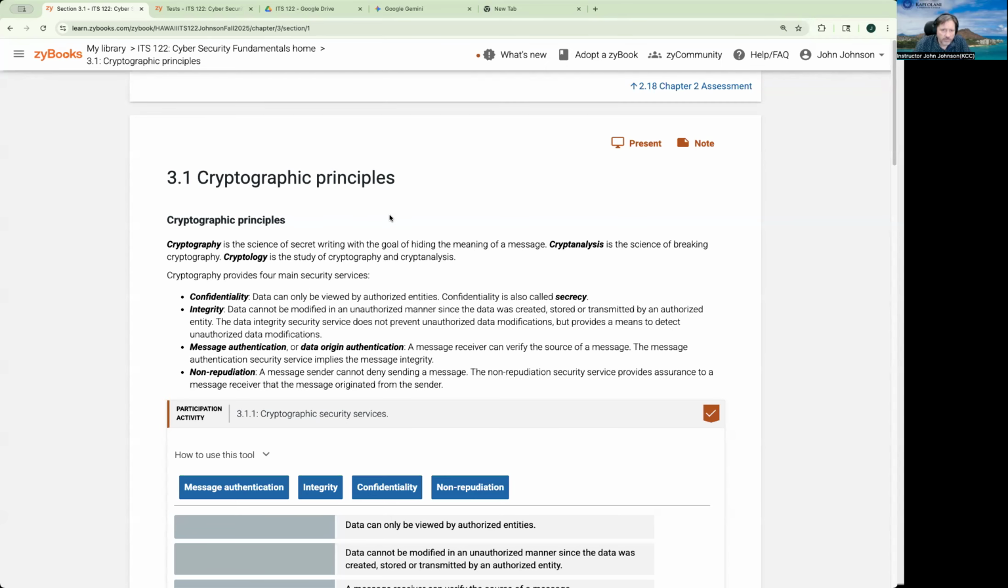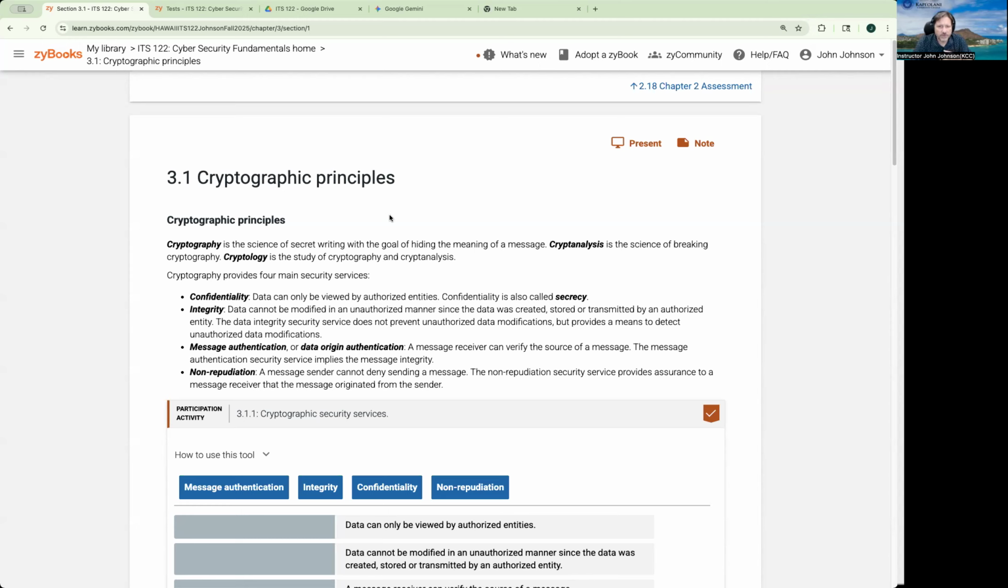Aloha and welcome. In this video, we're going to be talking about cryptographic principles. We're finally getting into the cryptography chapter, and we're going to be going over cryptographic principles and cryptographic primitives. So let's go ahead and look at our textbook here. The first thing we're going to talk about is cryptographic principles.